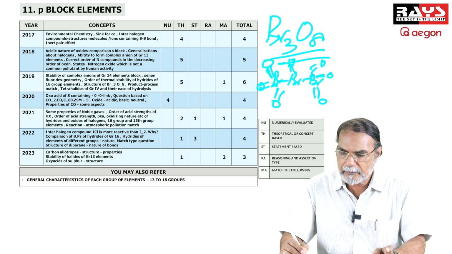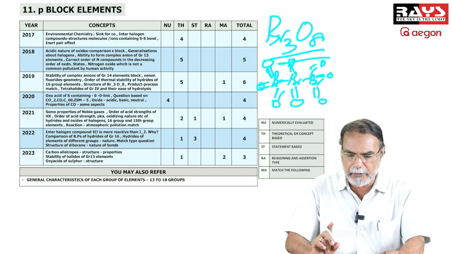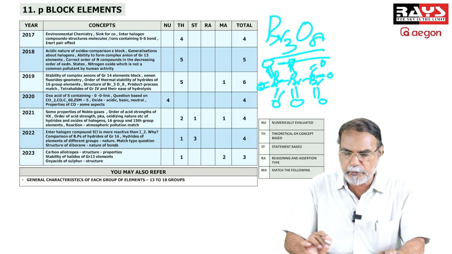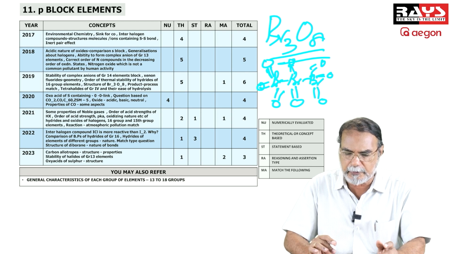This is tribromo octooxide. I think that is the only instance of this compound being asked as a question, in 2019. Not many papers have it. I have gone through so many question papers, but I have not seen this example elsewhere. But that was asked as a question in 2019.